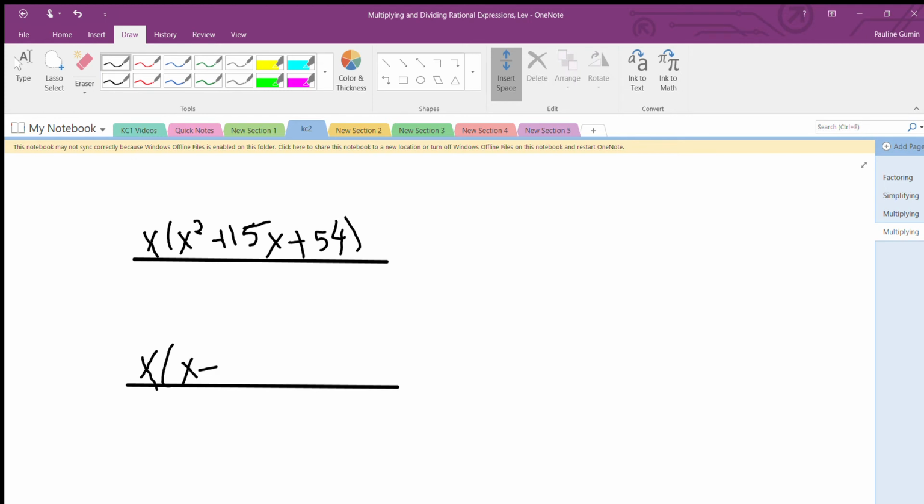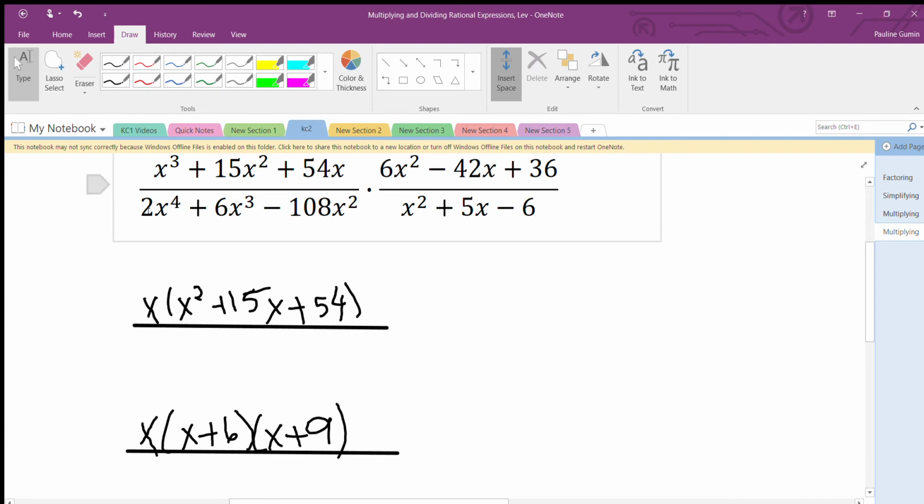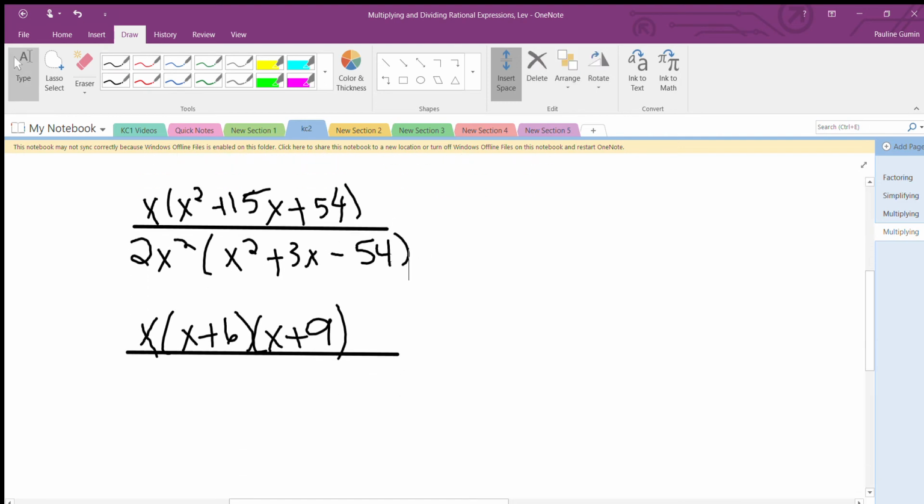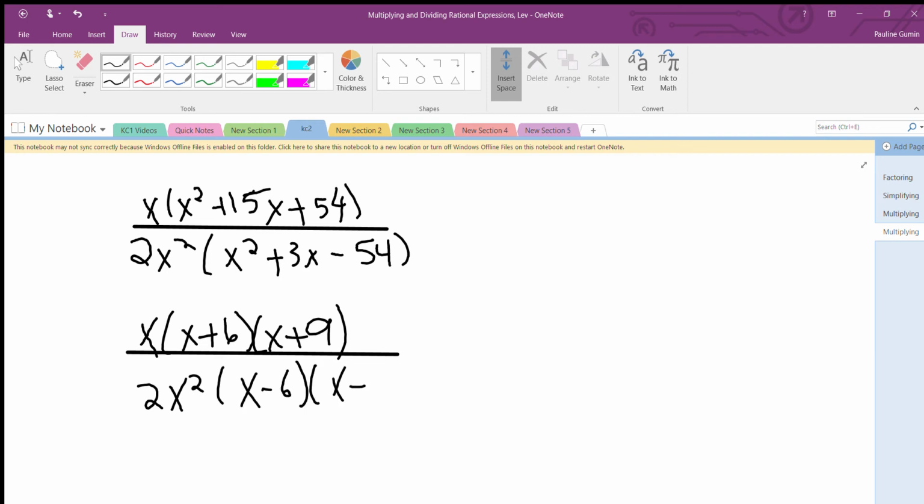So x plus 6, x plus 9. Sweet. Let's continue. Now we have the bottom. I see a greatest common factor of 2 and x squared. Let's factor that out. Sweet. Two numbers that multiply to give us negative 54 and add up to give us positive 3 are negative 6 and positive 9.